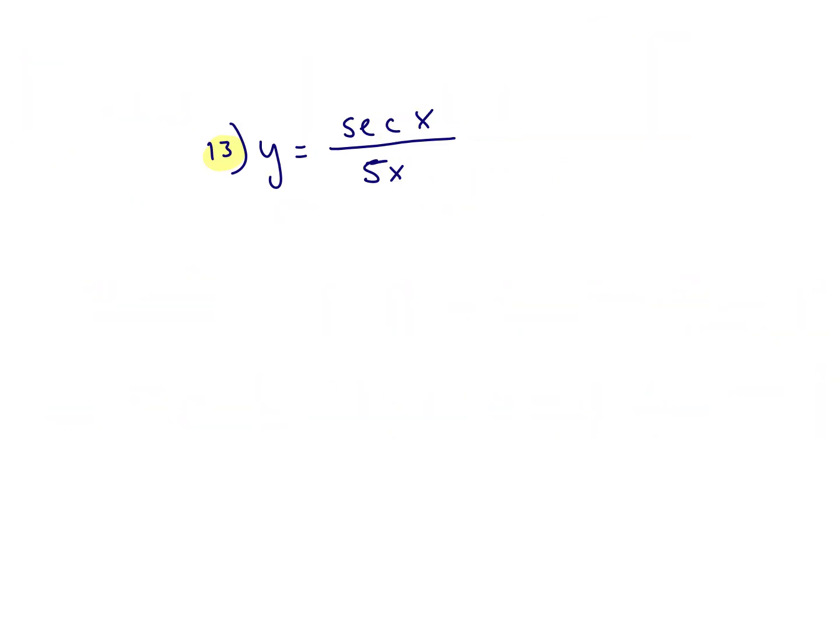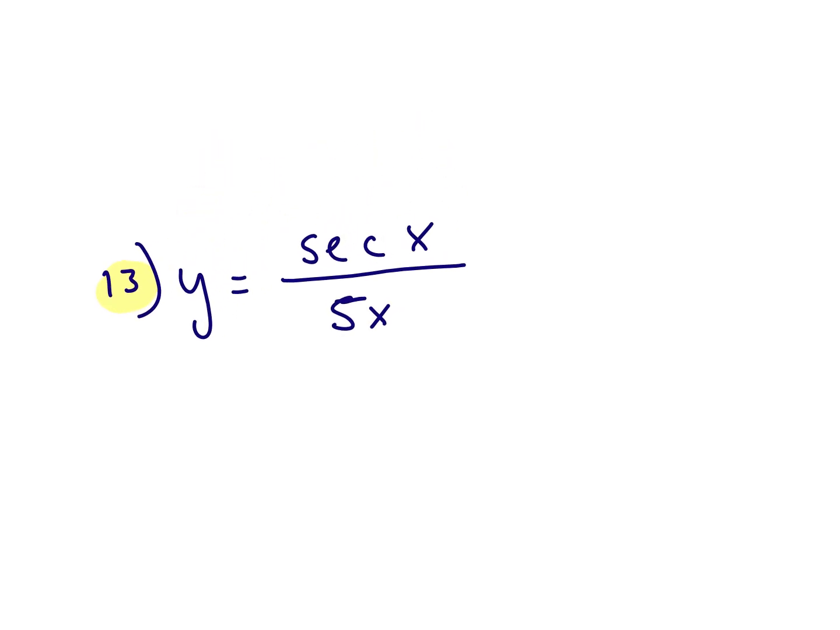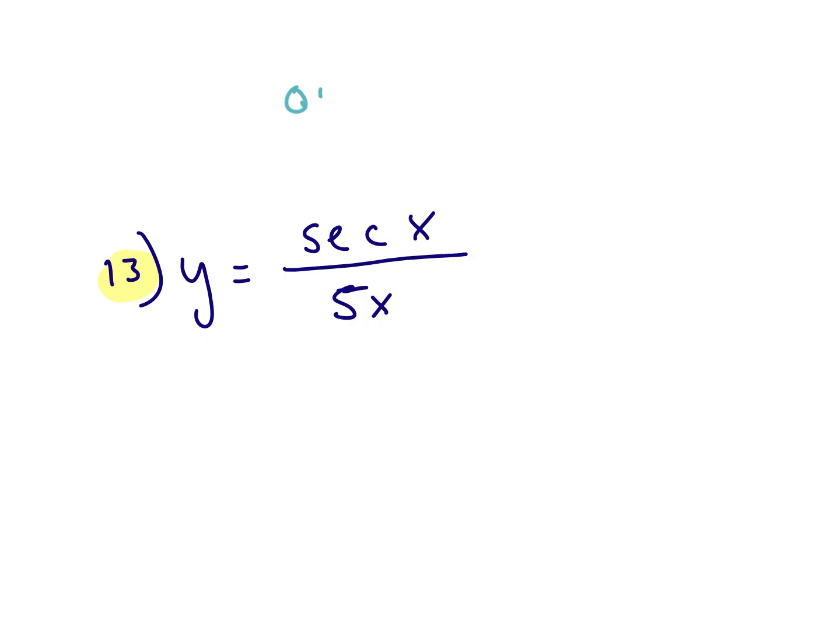What can we do for 13? You could move 5x to the top, and then what would we do? Product rule. Or if we wanted to leave it like this, we could use what? We could use quotient rule, right? Because we're dividing. I'll do it both ways for you guys. I'll let you be the judge. We'll do it both ways.